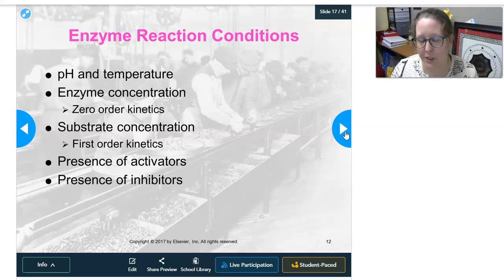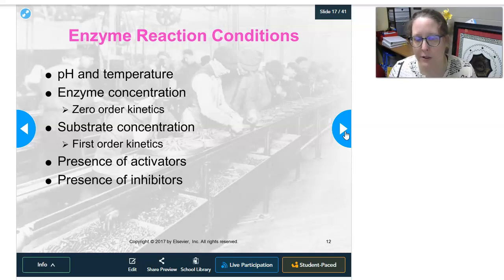And if your incubation chamber is off from 37, if it's a little bit hotter than 37, those enzymatic reactions will run a little faster, and you may get some falsely elevated results. If it's a little too cold, those enzymatic reactions will run slower, and you may get some falsely decreased results. And you measure enzyme concentration in zero order kinetics, but substrate concentration would be measured in first order kinetics. And again, refer back a little earlier on the Michaelis-Menten model to understand that.